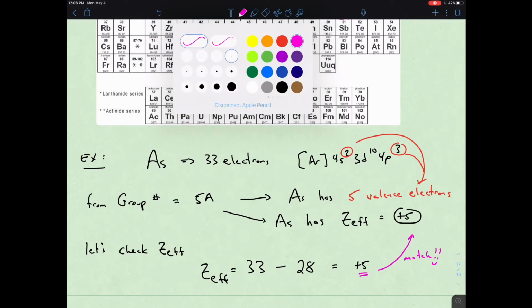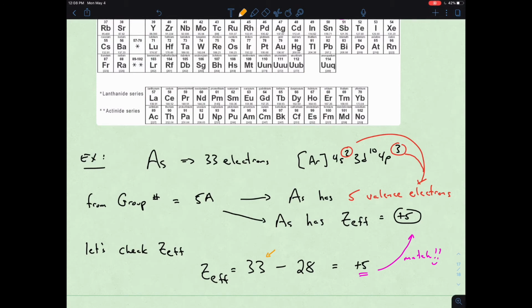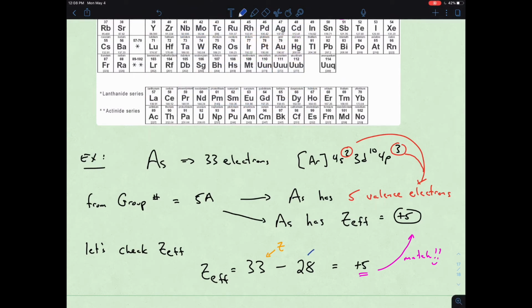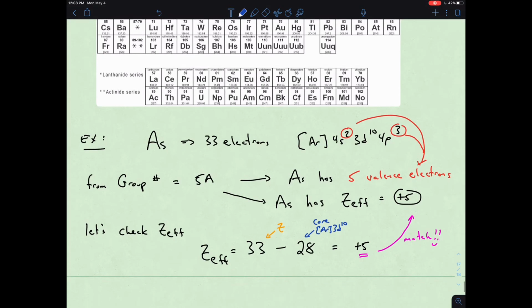So here is our Z, and here is our core, which was the argon and the 3D10 to come to that value. So that's the idea of Z effective, is that we can basically calculate it, but we can look at the group numbers to also just really figure that out pretty quickly.